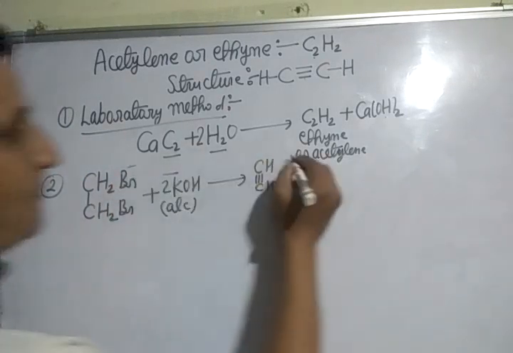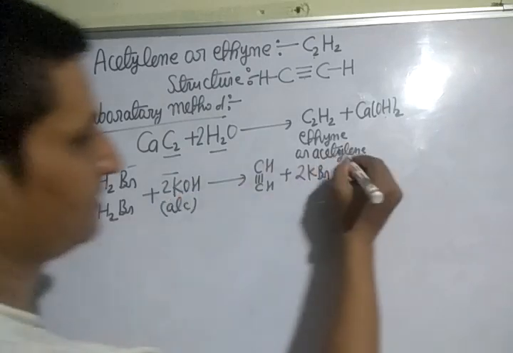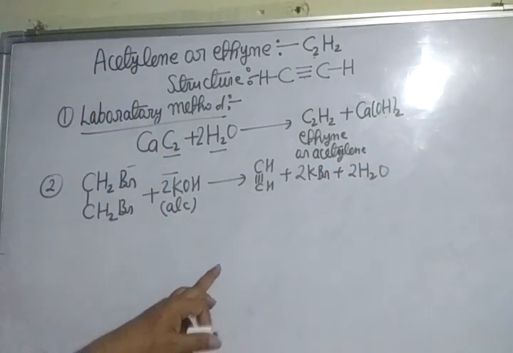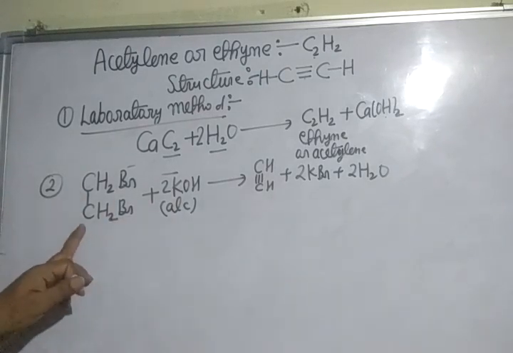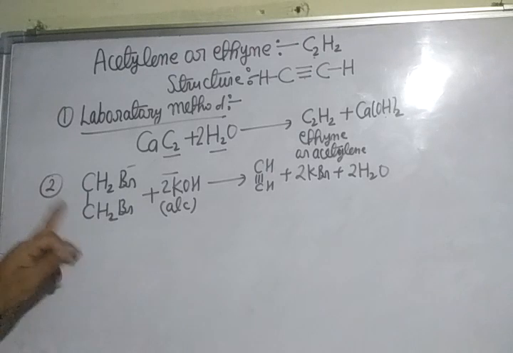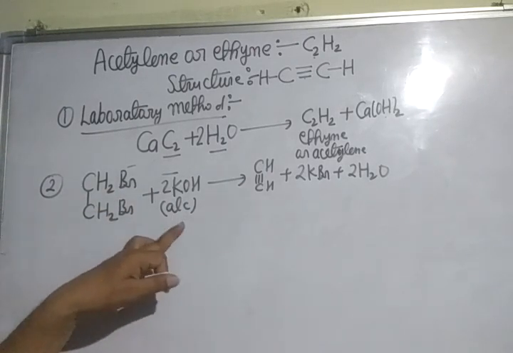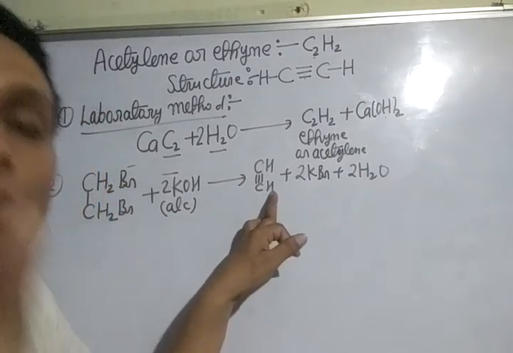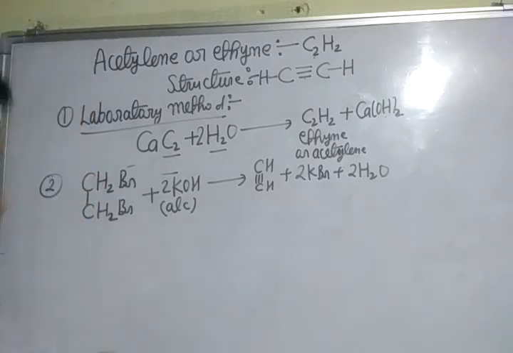2K and 2Br combine to form 2KBr, plus 2 water. So this is acetylene or ethyne. When 1,2 dibromoethane is boiled with alcoholic potassium hydroxide solution, then ethyne, IUPAC name, or acetylene, common name, is formed. Acetylene or ethyne is discovered by Wilson.